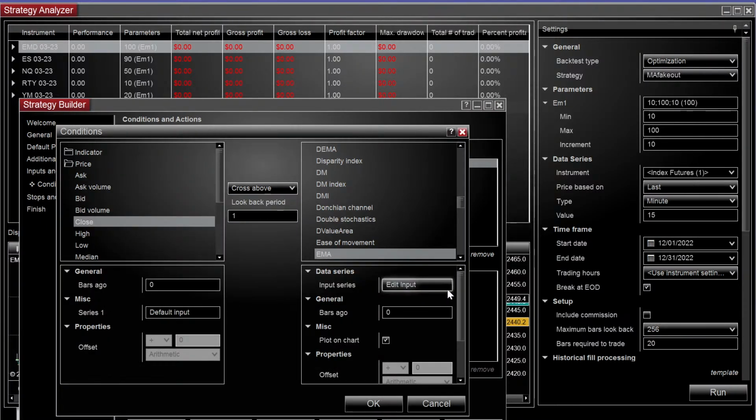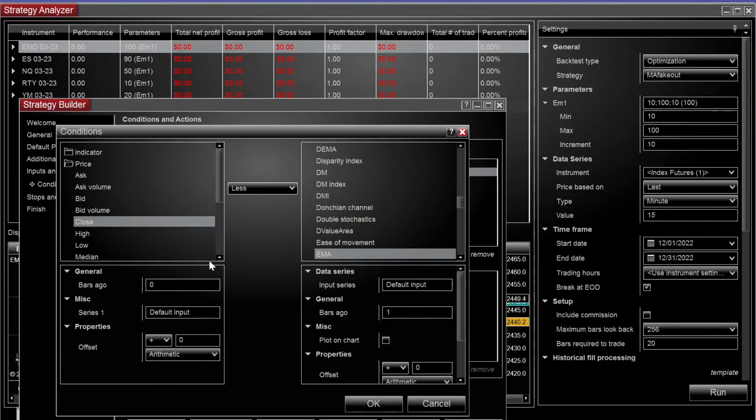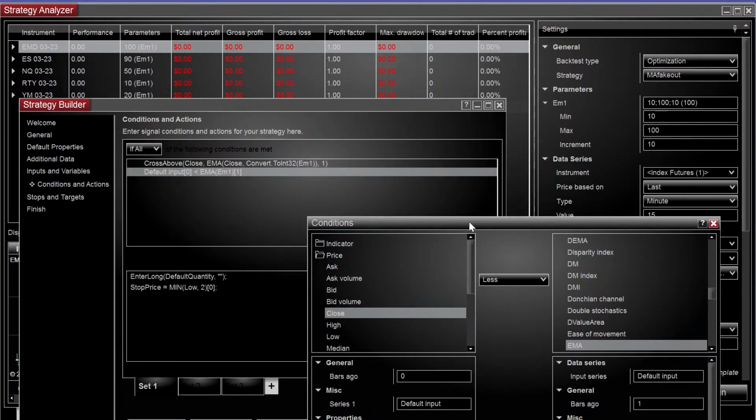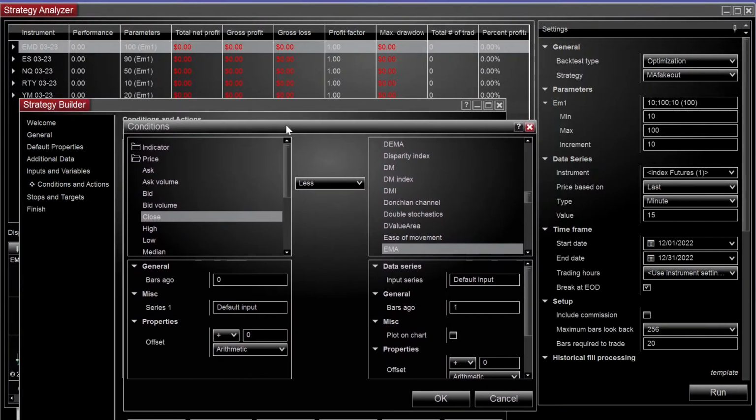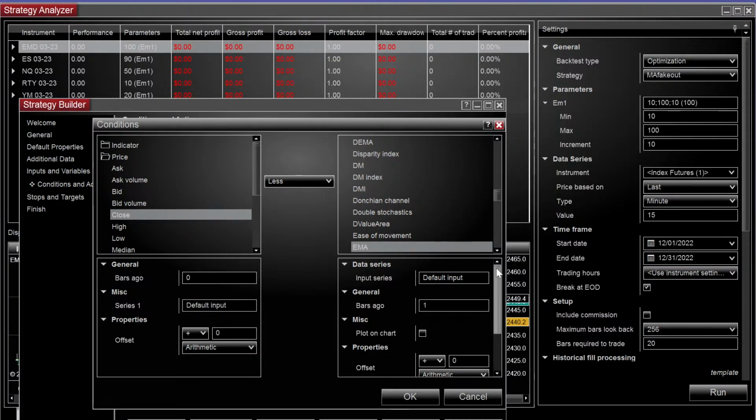Cross above EMA. If close was less than EMA, one bar ago.